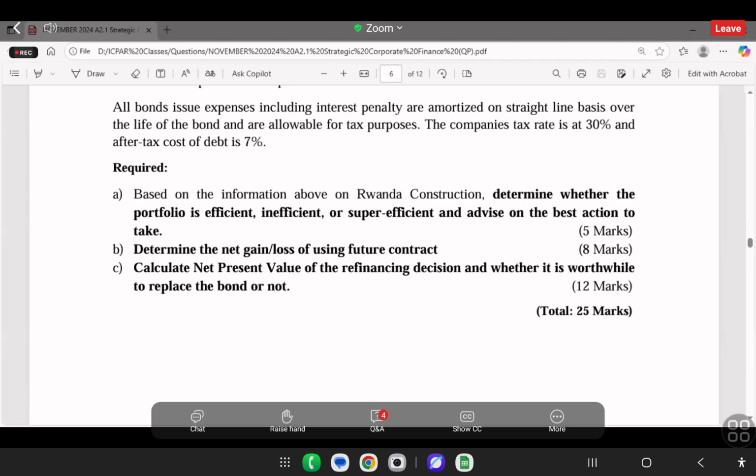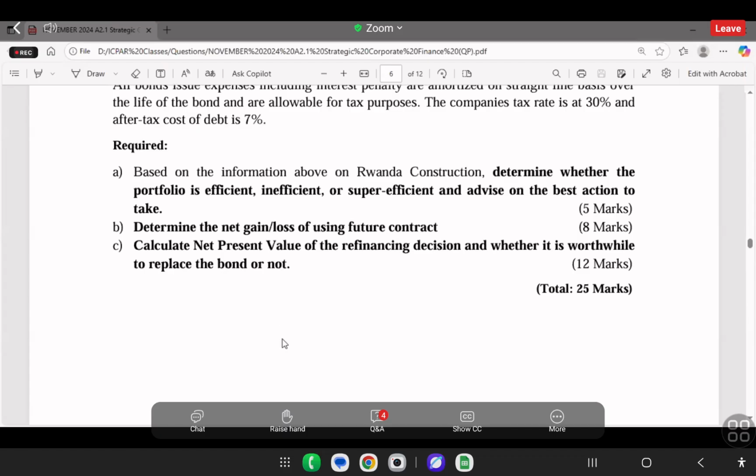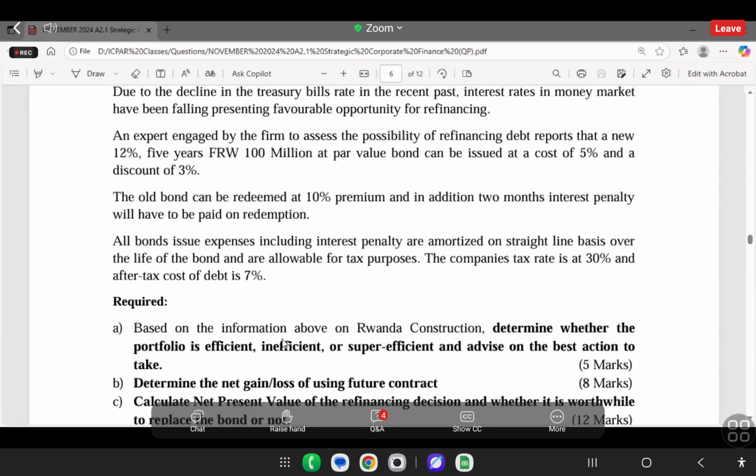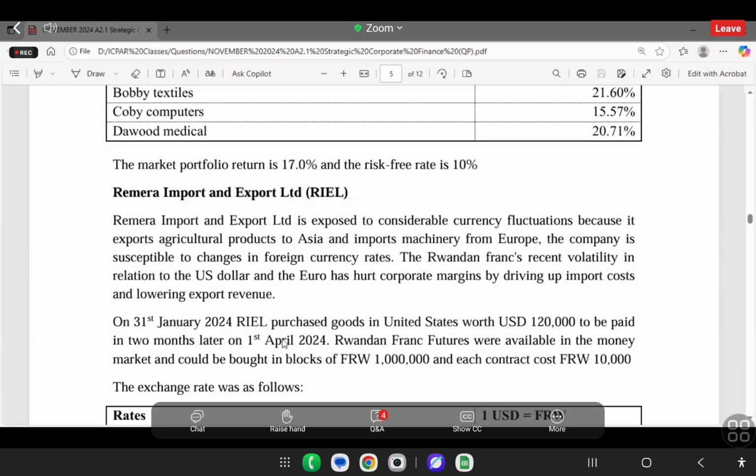The question reads, that was the second company actually. The company is called Remera Import and Export Limited, RIEL. Remera Import and Export Limited is exposed to considerable currency fluctuation because it exports agricultural products to Asia and imports machinery from Europe. The company is susceptible to changes in foreign currency rates. The Rwandan franc's recent volatility in relation to the United States dollar and the euro has hurt corporate margins by driving up import costs and lowering export revenue.